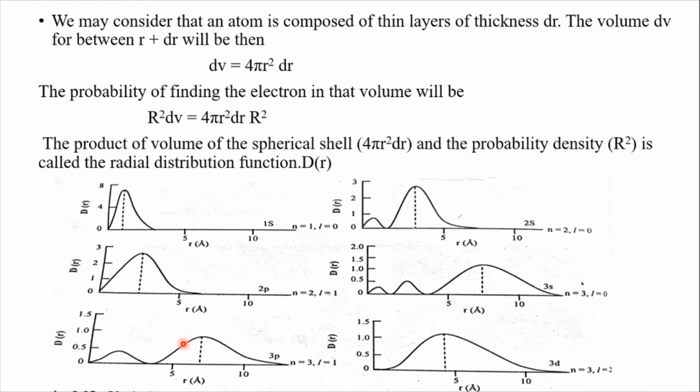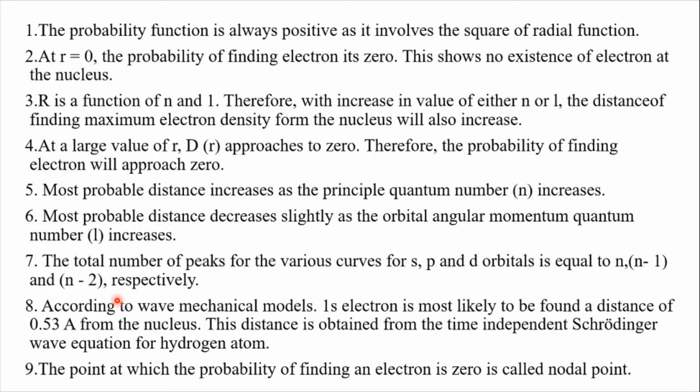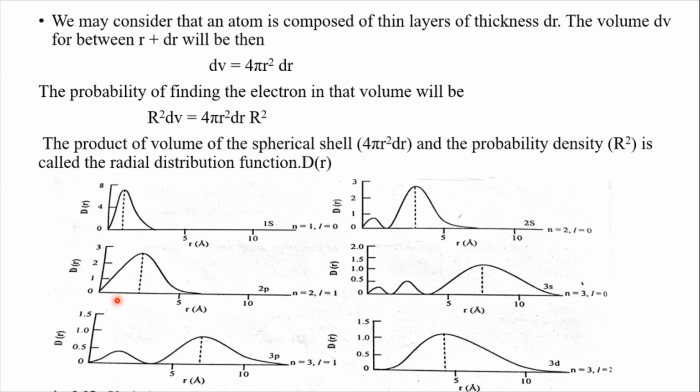These are the variation curves of radial probability distribution of the 1s, 2s, 2p, 3s, 3p and 3d orbitals. Okay. So these are the observations. The probability function is always positive as it involves the square of the radial functions. See, in all these graphs, none has a negative value. All lie in the positive quadrant. Okay.